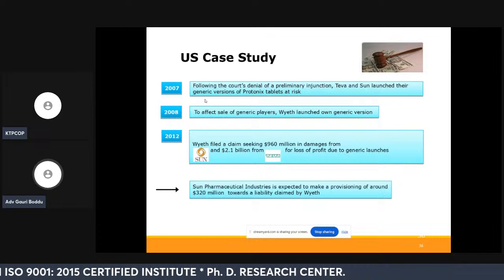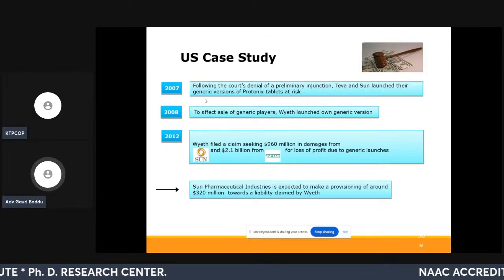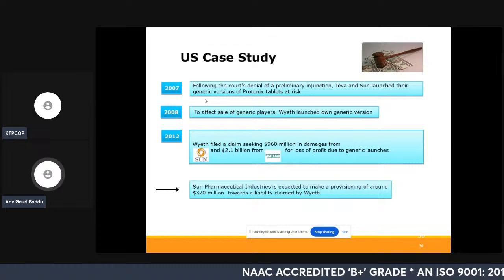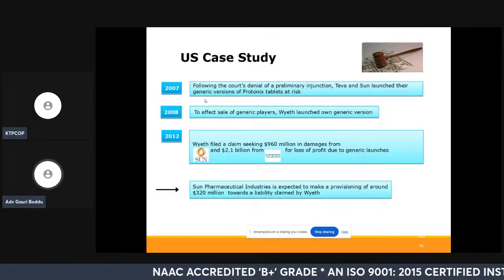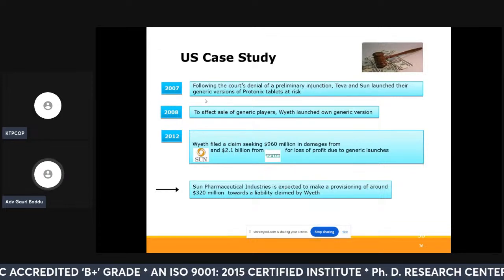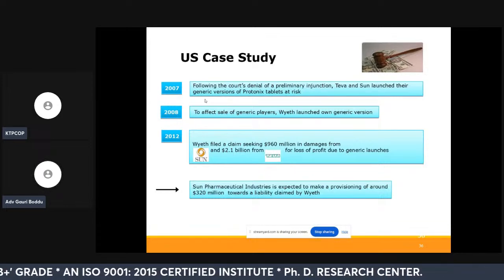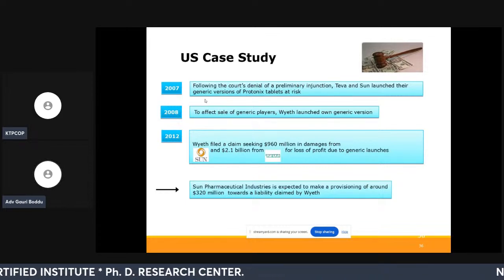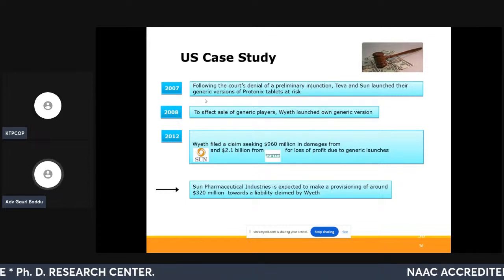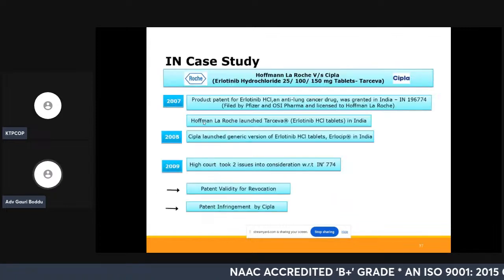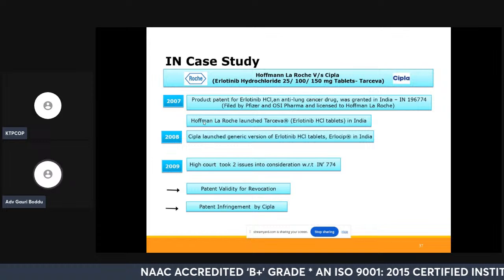In 2012, Wyeth filed a claim seeking $960 million in damages from Sun and $2.1 billion from Teva for loss of profit due to generic launches. Sun Pharmaceutical Industries is expected to make a provisioning of around $320 million towards a liability claim by Wyeth. So this is discussed in that case study. So now let's see another case study. This is Hoffmann-La Roche versus Cipla.